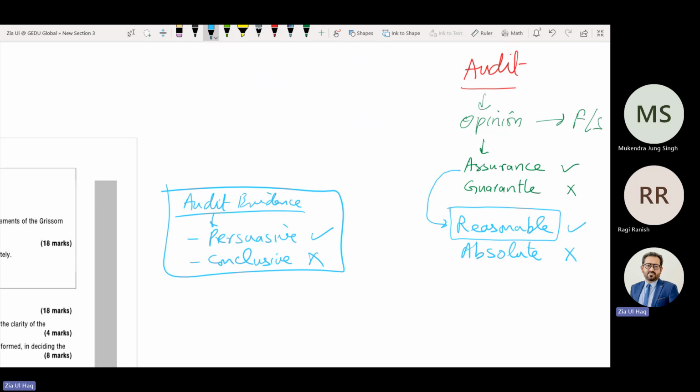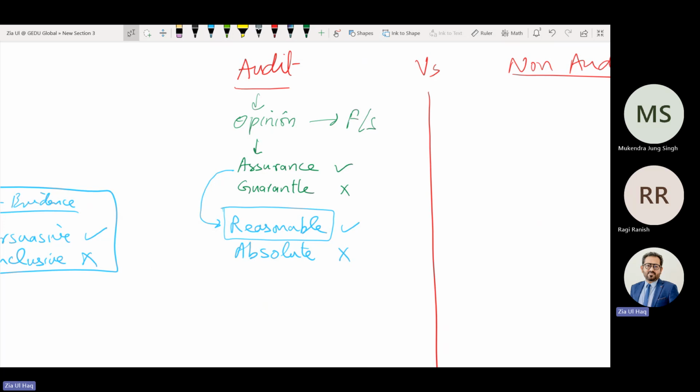Persuasive means kacha paka evidence, not paka paka like conclusive evidence. That's why we cannot provide absolute assurance or guarantee. We provide reasonable assurance, meaning less than 100% assurance. So firstly, the assurance provided in audit is reasonable, meaning less than 100%. The assurance provided in audit is also called positive assurance.